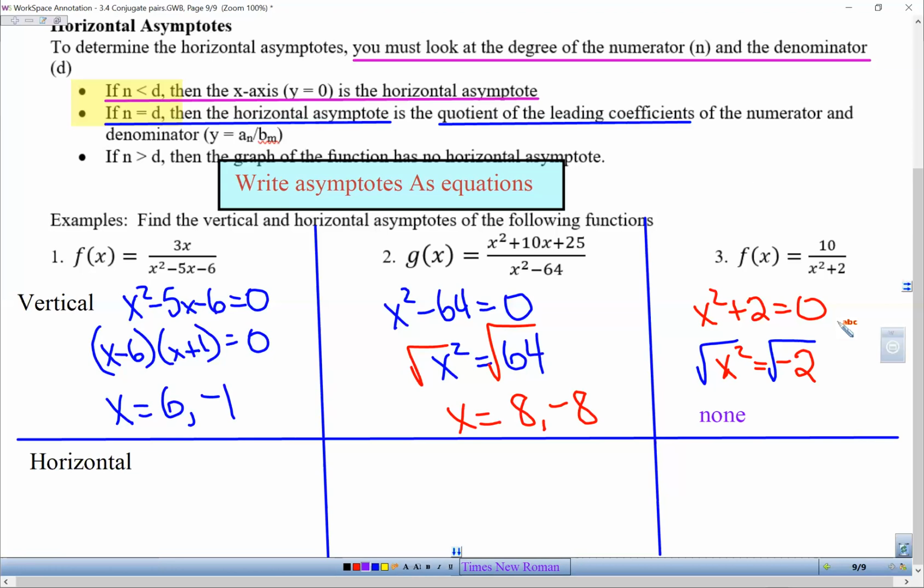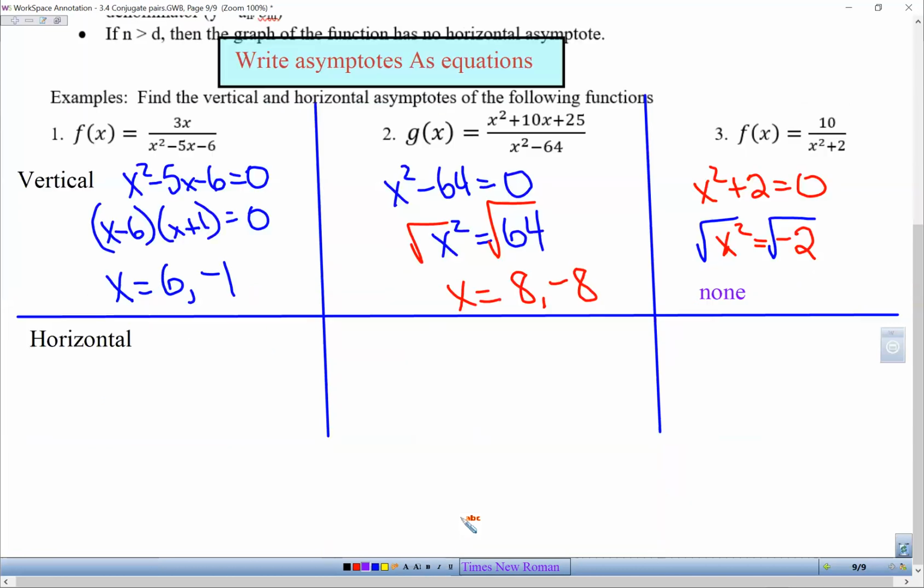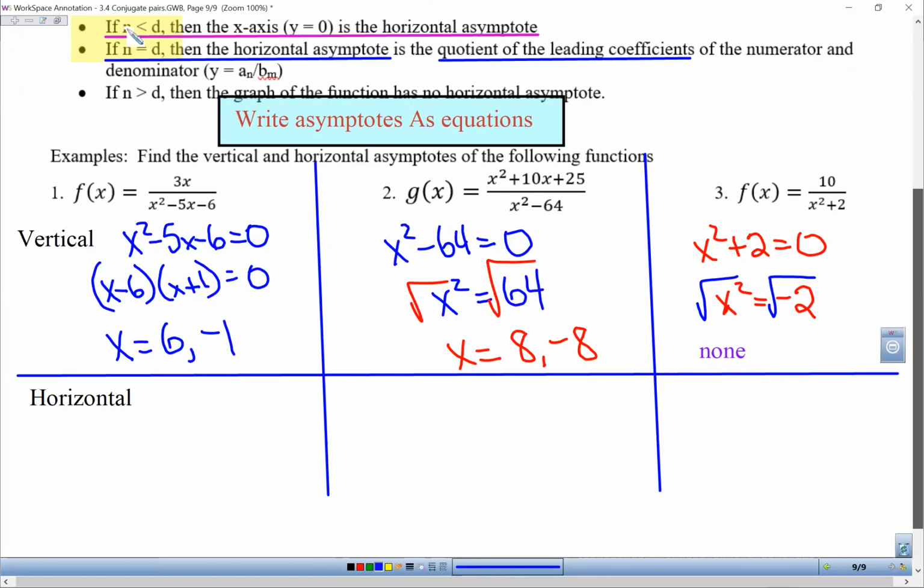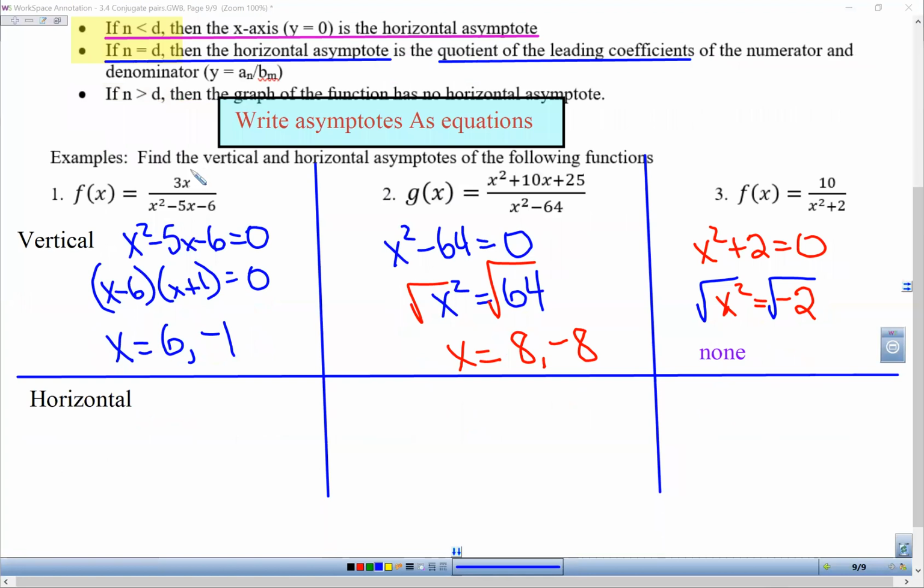Okay, let's take a look at horizontal. So for horizontal, we're going to compare the degree of the numerator and the denominator. Scroll up so we can see that. There we go, right there. So remember, this x is x to the first. So we have x to the first, and we have x squared. So the numerator is less than the denominator. So 1 is less than 2. This is the numerator. This is the denominator. So that means our asymptote is y equals 0.